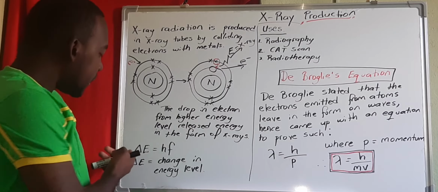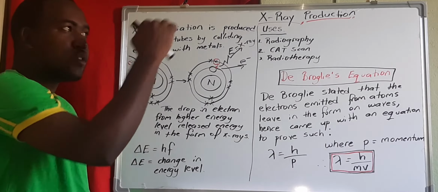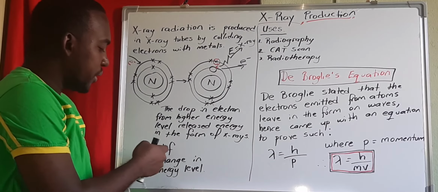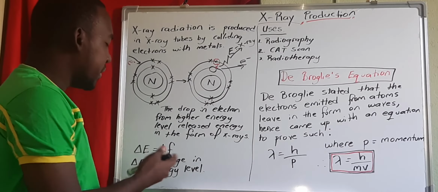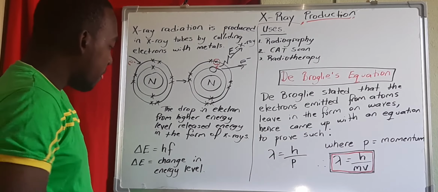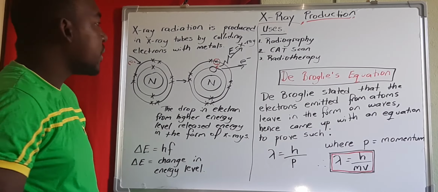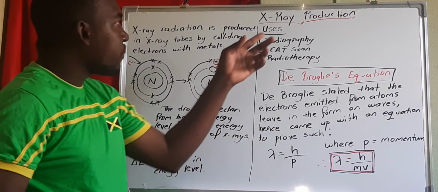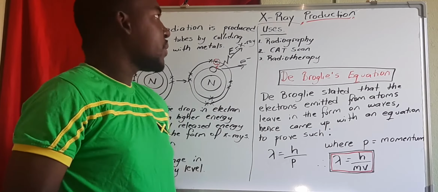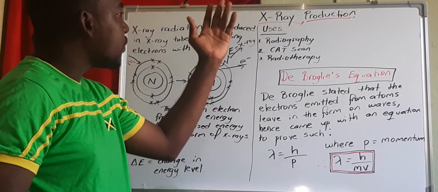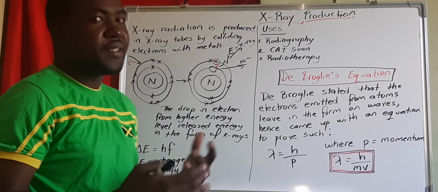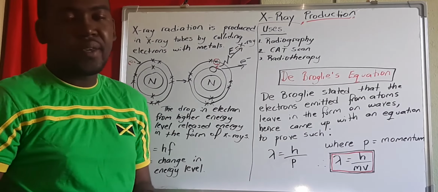So because of the change in energy drop between levels, we have delta E equals hf, and again h represents Planck's constant, and f there represents the frequency of the X-ray that is produced, right? Now we look at the uses of X-rays. Now we can use X-rays for radiography, and that is to find images of tissues in our body.